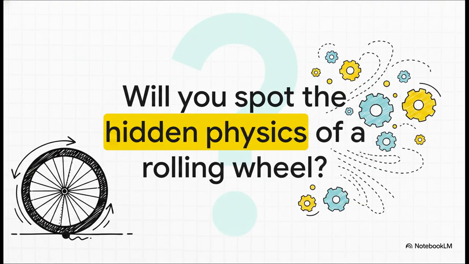So the next time you see a bicycle wheel rolling down the street, are you just going to see a simple circle moving forward? Or are you going to see the hidden combination of translation and rotation working together in perfect harmony? Will you picture that exact bottom point of the tire coming to a complete, momentary stop before lifting back into the air? I really hope this explainer has changed the way you look at the moving world around you and leaves you completely curious to spot the physics hidden in your everyday life.